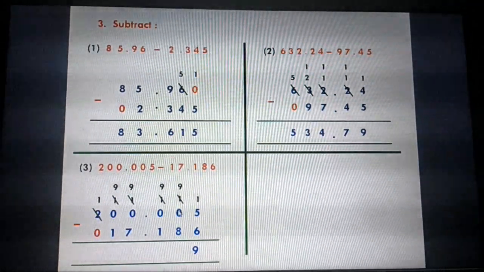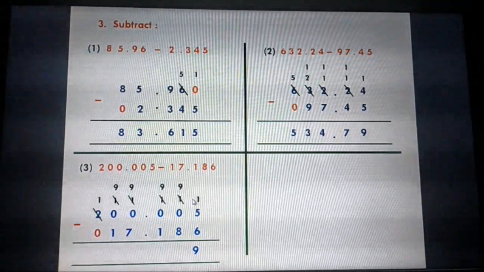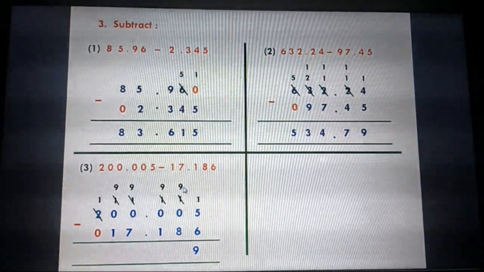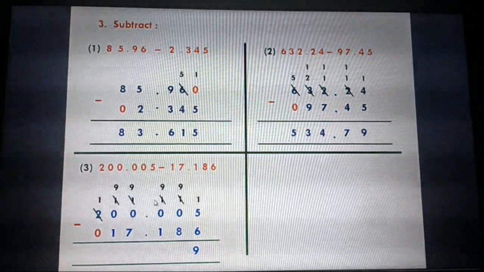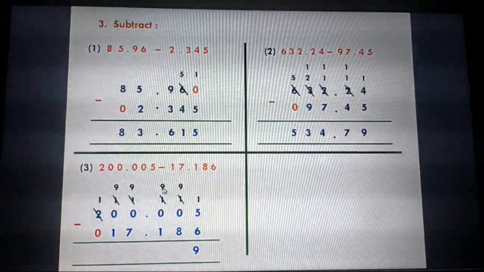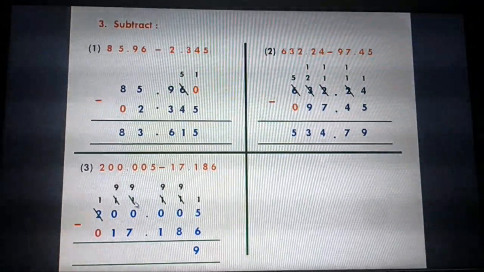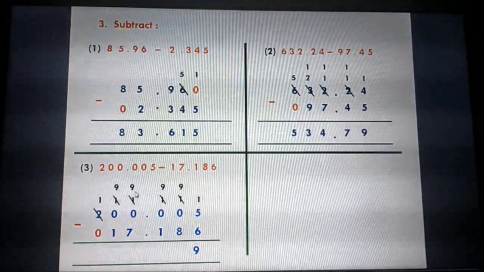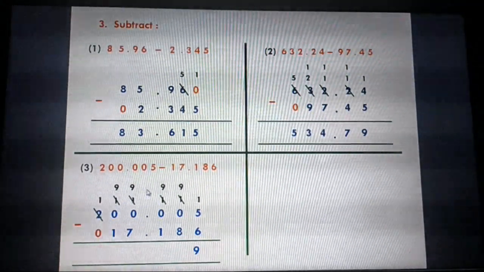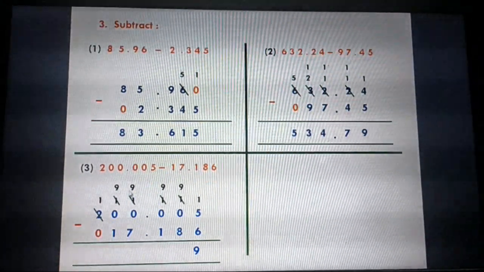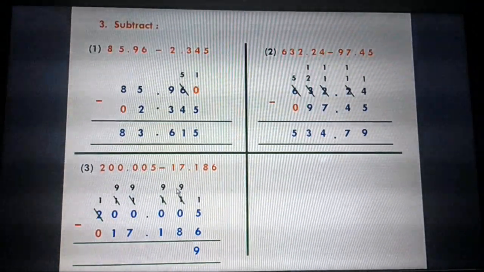See, we borrowed this 1 from here. Now this is 10. From this 10 we have borrowed 1 to this 5, that's why this is 9. And we borrowed from this 10, that's why this will become 9. Again we have borrowed 1 from this, that's why it is 9. This 9 borrowed from here, that's why it is 9. So everywhere 999 will come.